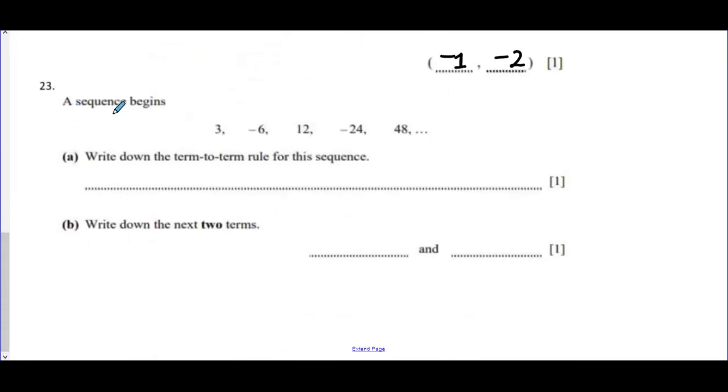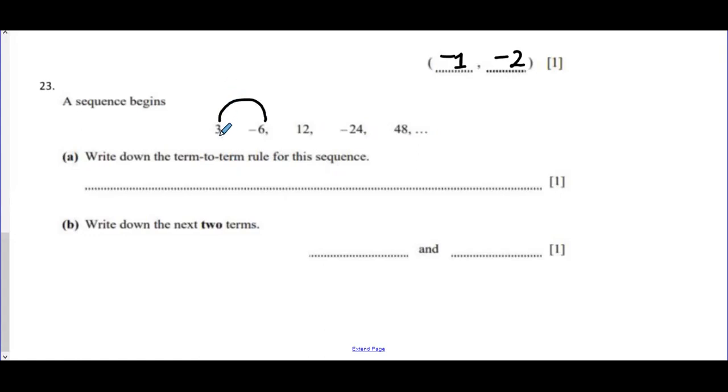So the next question is, a sequence begins with the numbers 3, -6, 12, -24, 48. The question is, write down the term-to-term rule for this sequence. If I check from 3 to -6, there are 2 possibilities here.